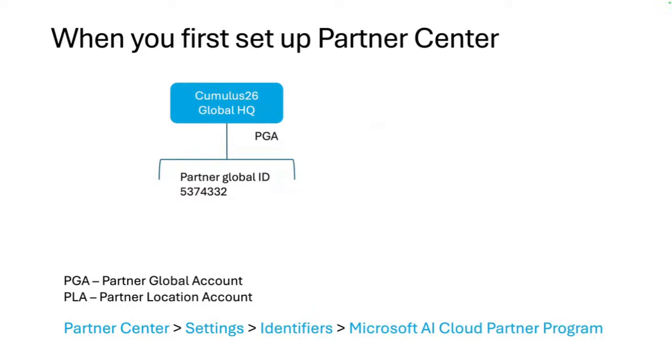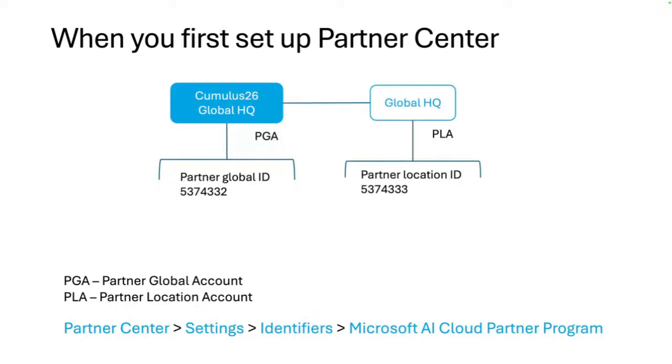Now, when you first set up Partner Center, and this is hugely important because a lot of people find this part just a little bit confusing, you get that PGA account, in our case, the global headquarters for Cumulus 26, and we've got our ID for that. But I also get a global HQ PLA, which gets its own partner location ID.